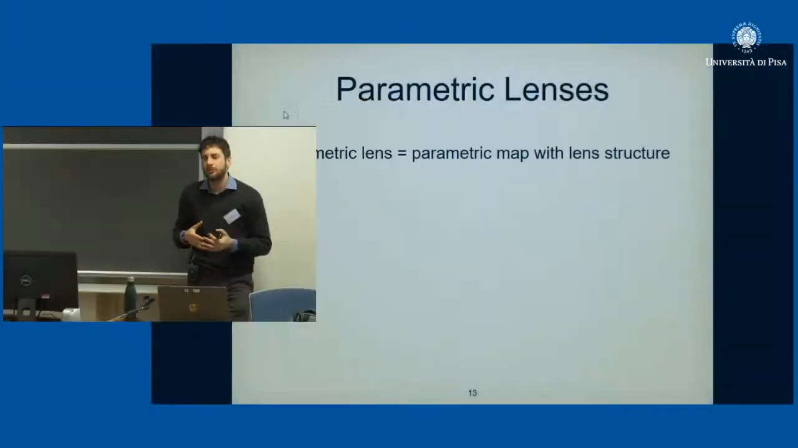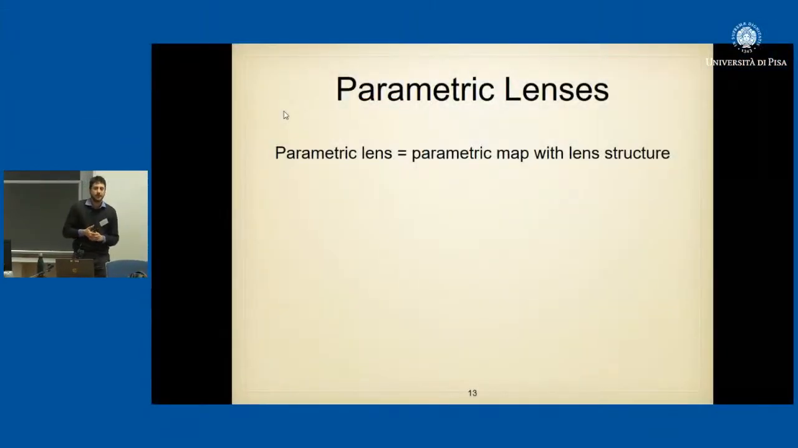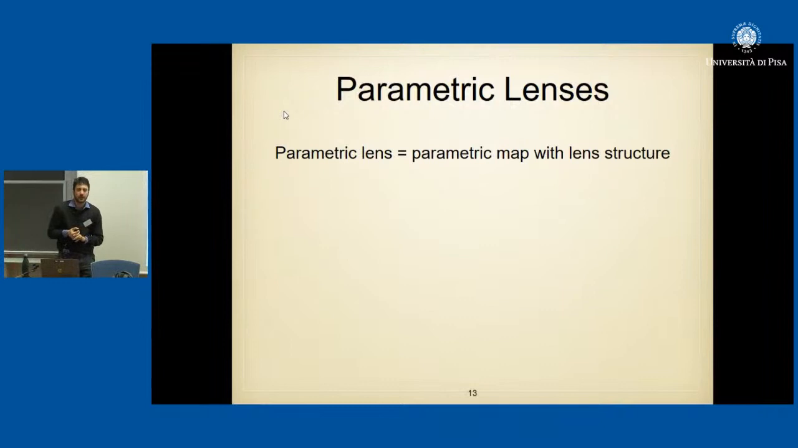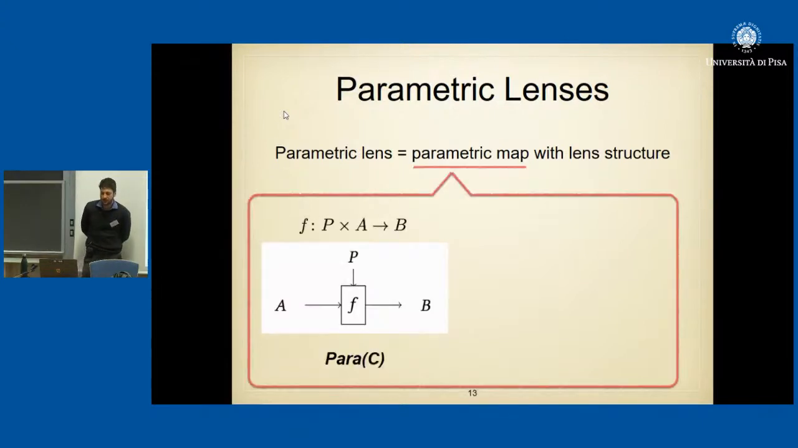So now what I'm going to do is to define the categorical entities that we're going to use to model this gradient-based algorithm. A parametric lens is a parametric morphism with lens structure. So we decompose this statement. First of all, we have a parametric morphism. Take a category C. We represent morphisms simply as string diagrams F from A to B.